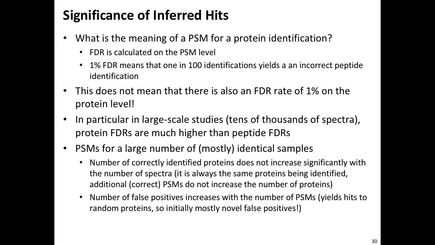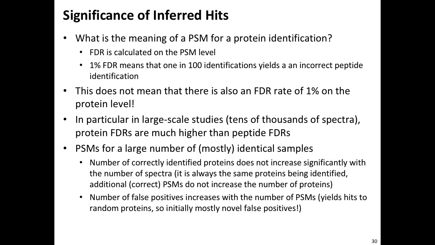Now, I would like to get back to the significance of these hits. What's the meaning of a PSM for protein identification? Well, ultimately, if we compute the FDR at the PSM level, then we'd have no conclusion on the FDR rate at the protein level. This is totally independent, needs to be determined independently. 1% FDR on the PSM level means that 1 out of 100 PSMs is probably incorrect. But that doesn't tell you anything about the proteins.